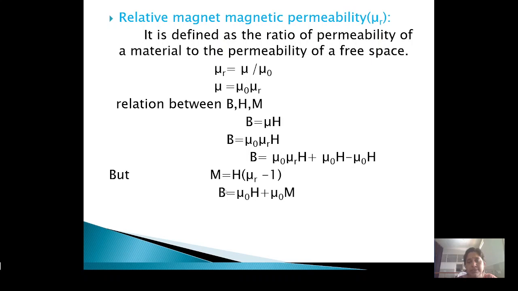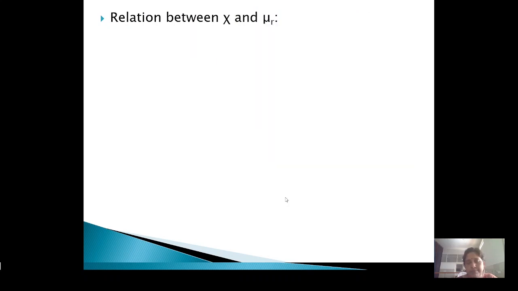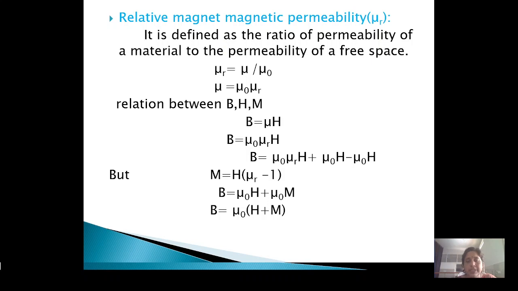In place of the second term, we take the M value. So mu naught H plus mu naught M, that is, B is equal to mu naught into H plus M. This is the relation between B, H, M.